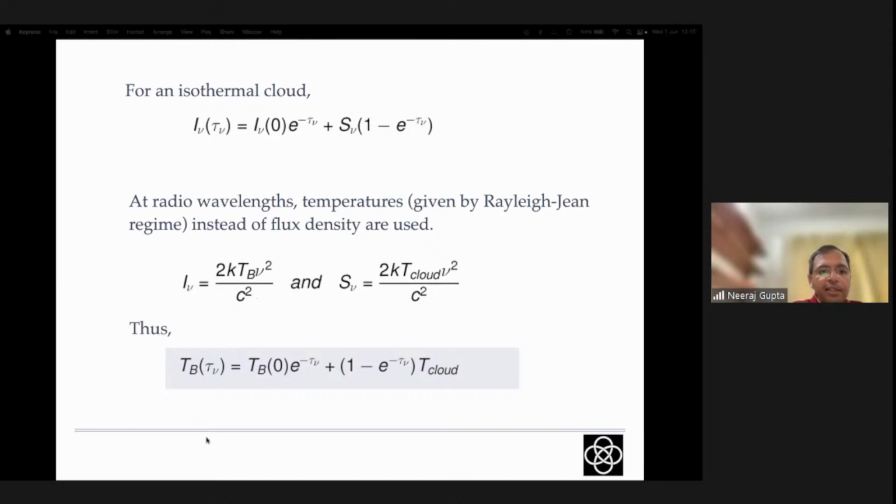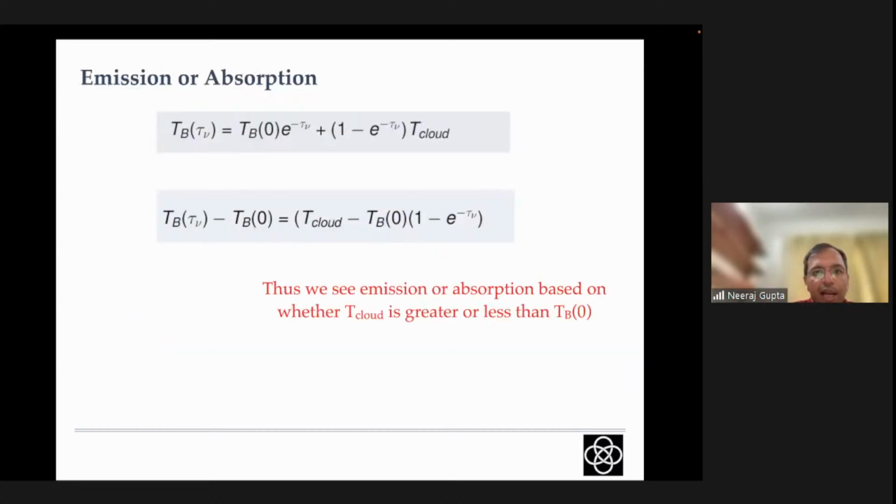So if I rewrite this, this is the brightness temperature of, let's say, the background star or the AGN. This is the incident radiation on the cloud, the first term, which gets modified. And T cloud is the temperature of the cloud. The second term represents the emission and absorption due to the cloud that is present between us and the background star or the quasar. So what would happen in this case?